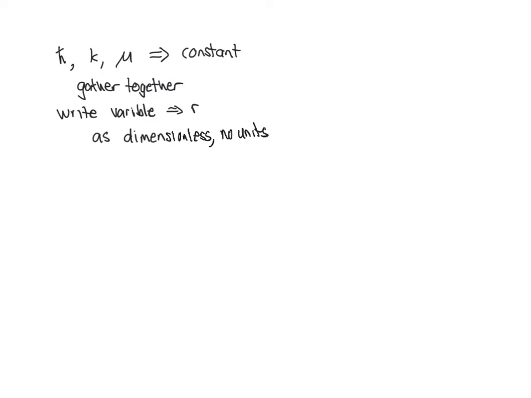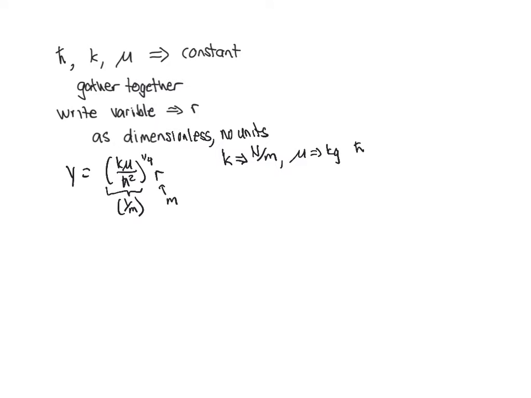So if we write that y is equal to k mu over h bar squared to the 1/4 times r, we will end up with a variable that has no units. And so that means that this, because r has units of length or meters, has to have units of 1/meters. So let's make sure that that's the case. Remember that our force constant is a force per unit distance, so it's Newton per meter, and that the reduced mass has units of kilograms, and that h bar has units of joules times seconds.